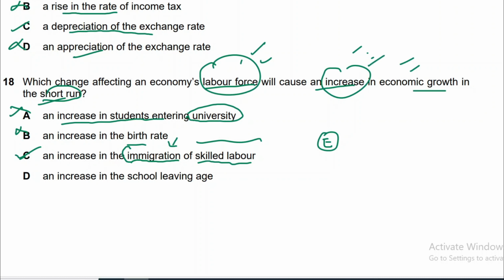So option D, let's see that too. Option D is an increase in school leaving age. If school leaving age increases, then it means now people will continue their schooling for longer, more number of years. So when they continue with schooling, then they cannot contribute to the economic growth.